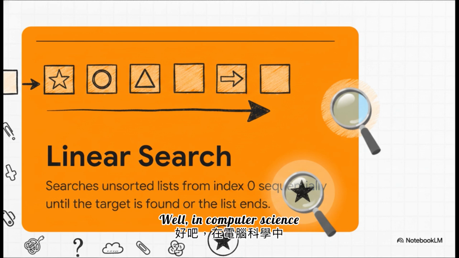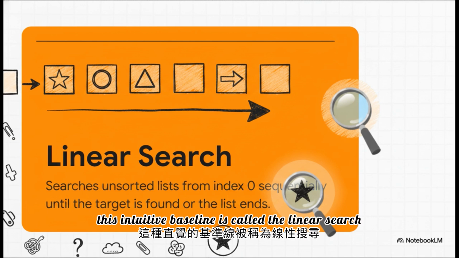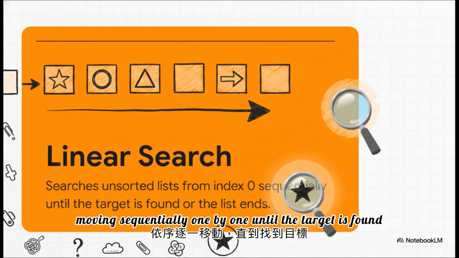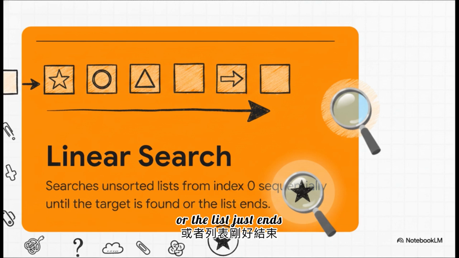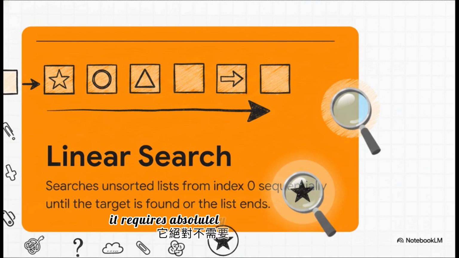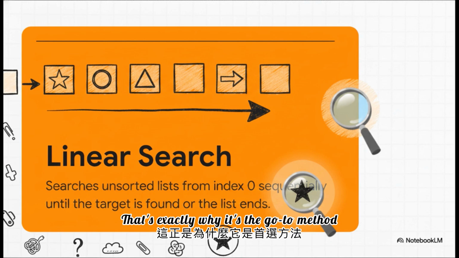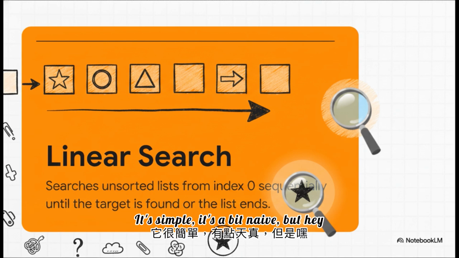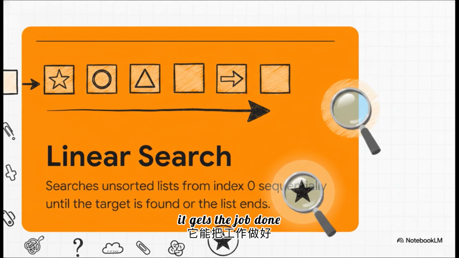Well, in computer science, this intuitive baseline is called the linear search. It's an algorithm that searches a list starting from index 0, moving sequentially, one by one, until the target is found or the list just ends. Because it checks every single position in exact order, it requires absolutely zero pre-organization. That's exactly why it's the go-to method for searching through completely unsorted datasets. It's simple, it's a bit naive, but hey, it gets the job done.